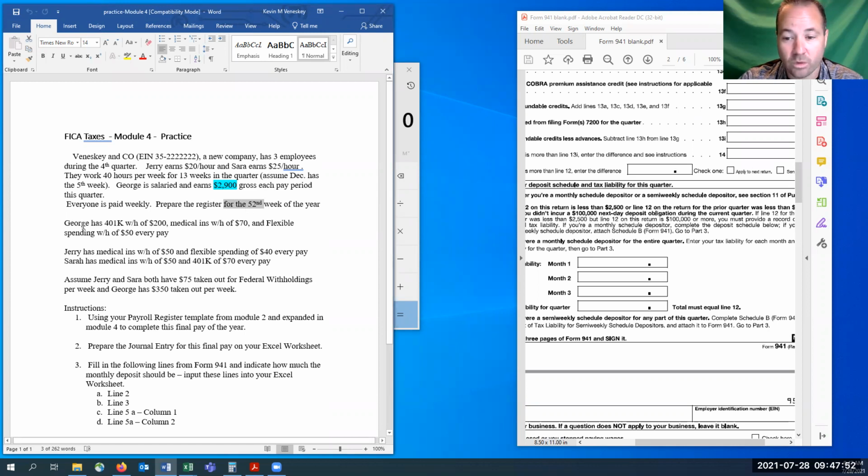All right, so we also have what's taken out of each individual's check. And down here, George, Jerry, and Sarah, and then finally, what's taken out of their check for federal withholdings. All right, so if you don't already, go ahead and pause at this point, get your payroll register up to date, and then let's see how you do, and go ahead and fill out the Form 941 as well. So that's going to take you at least 30 minutes or so. So go ahead and pause, and then let's check your answers.